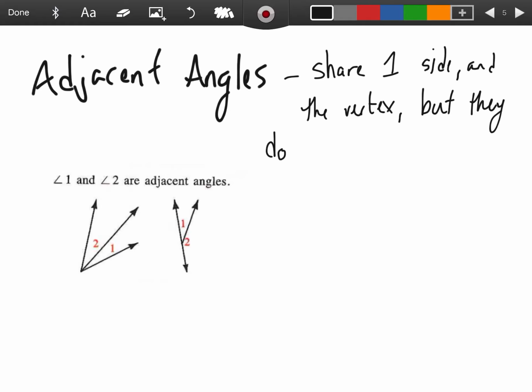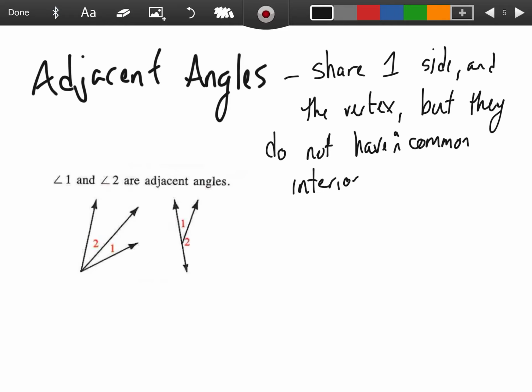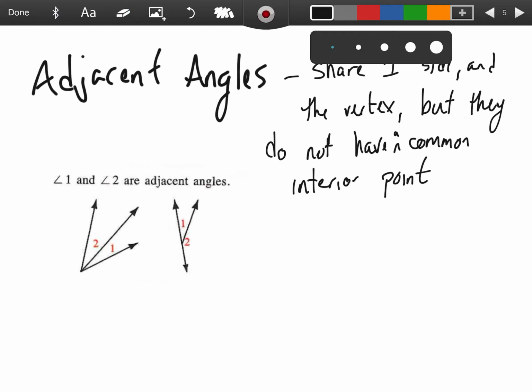They do not have a common interior point. Okay, an interior point, guys, is just one that falls on the inside of that angle. It falls between the two sides. So if I have an angle right here, this is going to be an interior point. This is an interior point, interior point, interior point. Okay, they fall on the inside of that angle. If you were to extend those rays forever, they have to fall on the inside.